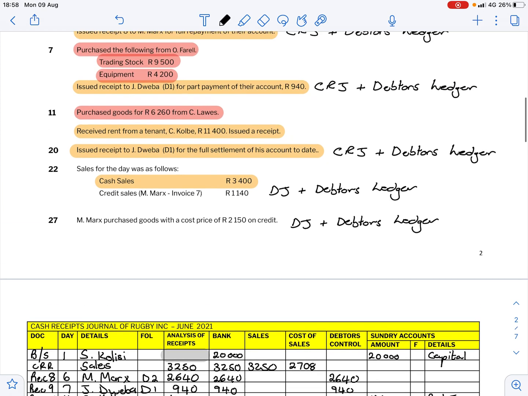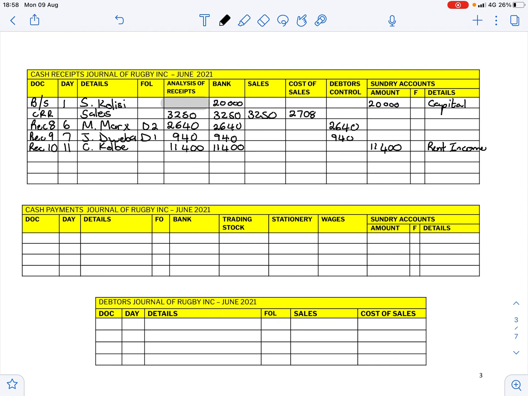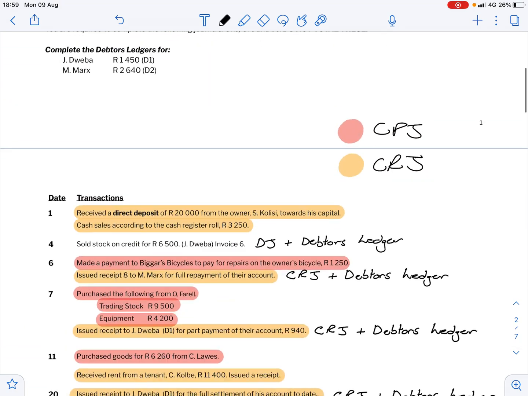All right. On the 20th, we issue a receipt to J. Dweber for full settlement of his account to date. That we work out as we go, so we'll come back to that one. If we put it into our CRJ so far, on the 11th, or receipt number 11, sorry, J. Dweber is paying us, who is D2, and we shall work out that amount.